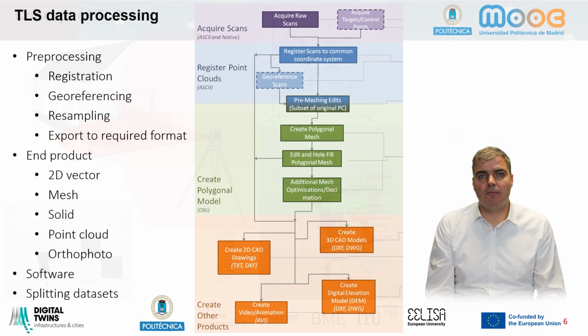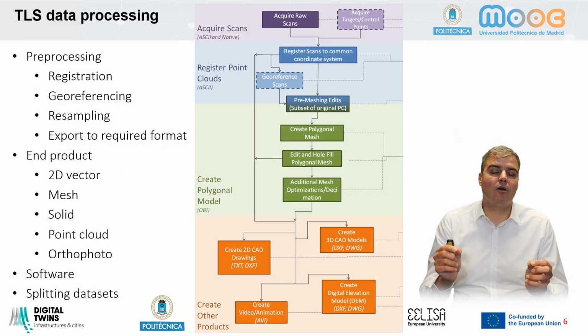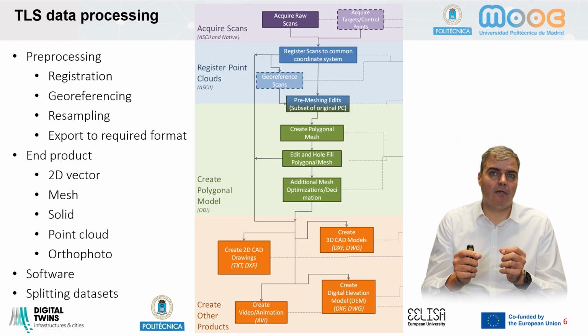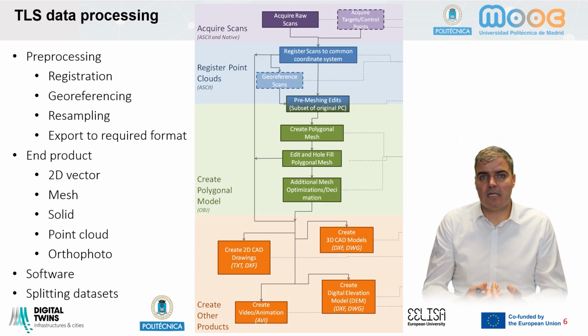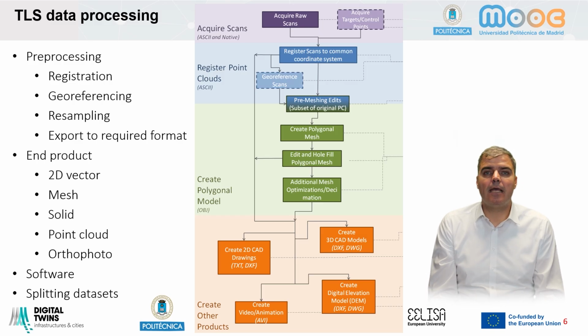In the pre-processing phase, we are doing this registration and georeferencing the data. If we have not only common points, but so-called ground control points, which are points that have coordinates in the point cloud and also geodetic coordinates, then we can georeference this data. We can do resampling. Often we are collecting a denser point cloud than we need, so we can resample it. We can omit many of the points, and we can export it to the required format. In the processing phase, we are creating some kind of product, for example, for architectural purposes.